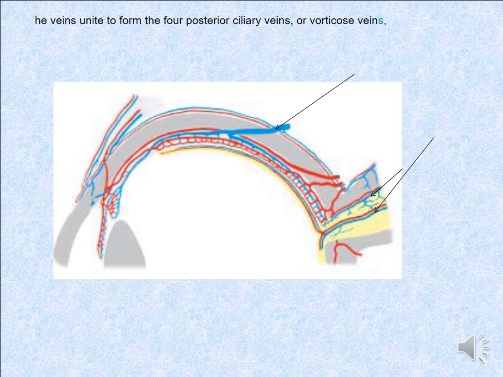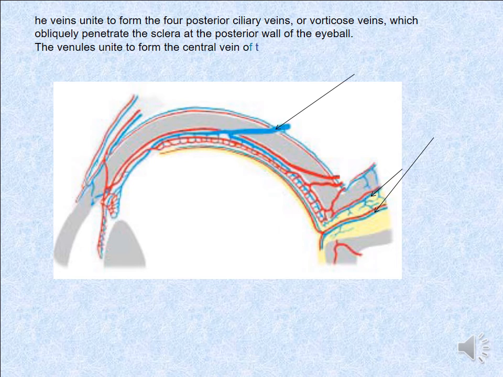The venous drainage. The veins unite to form the four posterior ciliary veins or vortex veins, which obliquely penetrate the sclera at the posterior wall of the eyeball. The venules unite to form the central vein of the retina, which drains from the eyeball through the optic disc.